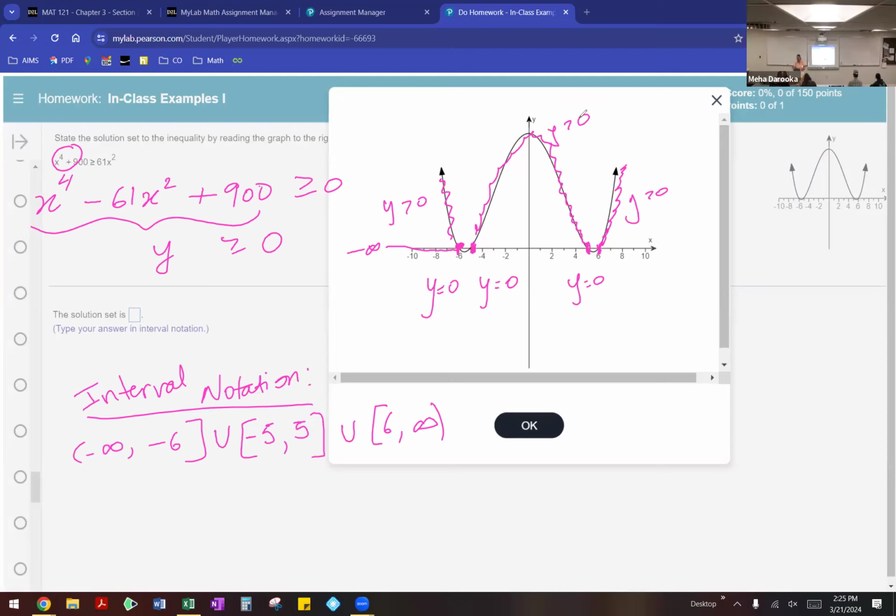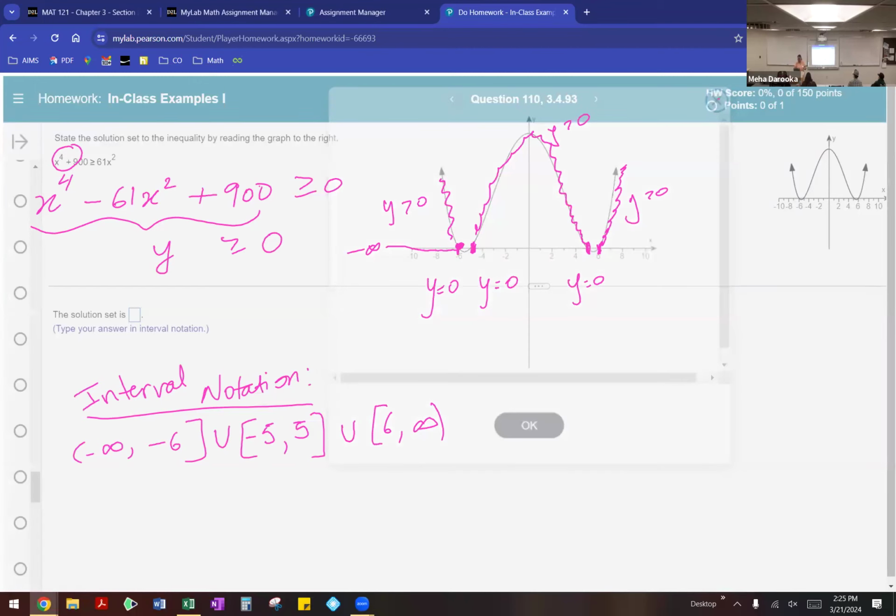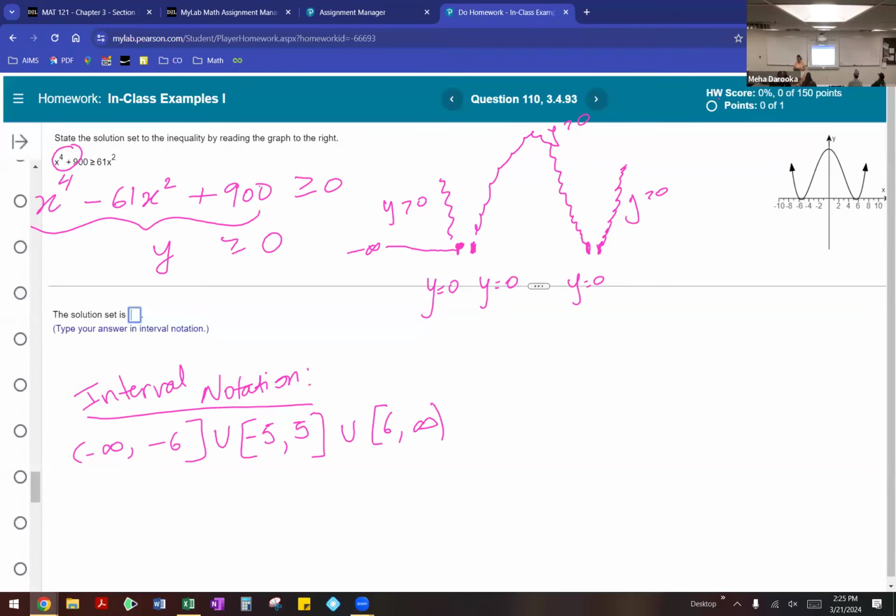Alrighty, wonderful, very nice. So this is how we use the graph to help us solve our inequality. So let's save this and then type our answer. So we are going from negative infinity to negative 6 with a bracket. I'll come back with my union symbols. Then we are going from negative 5 to positive 5, bracket again. And then bracket 6 to positive infinity. Now let's go ahead and put those union symbols.